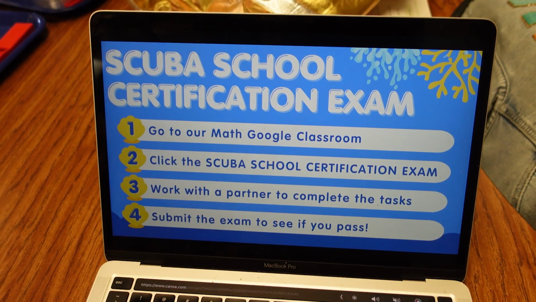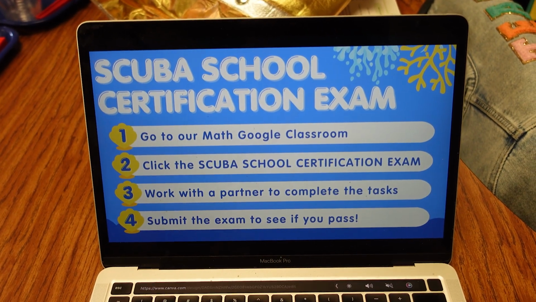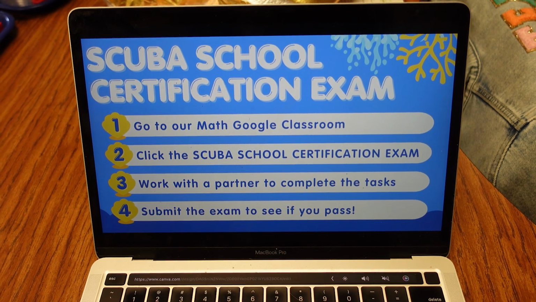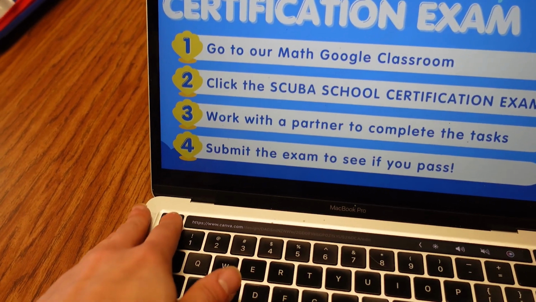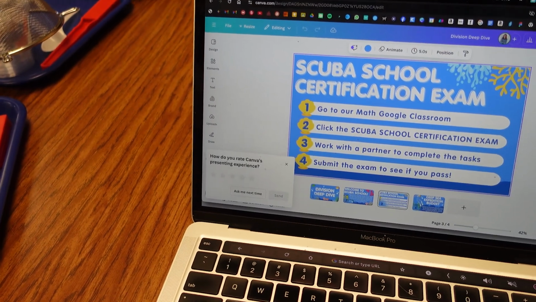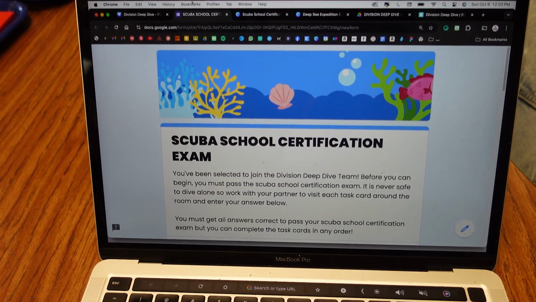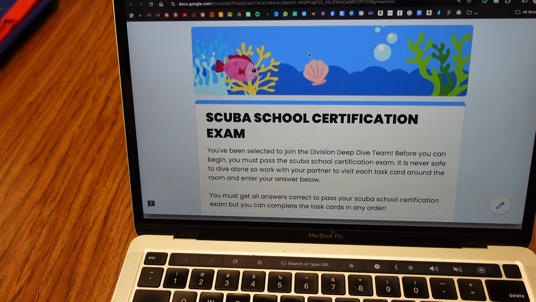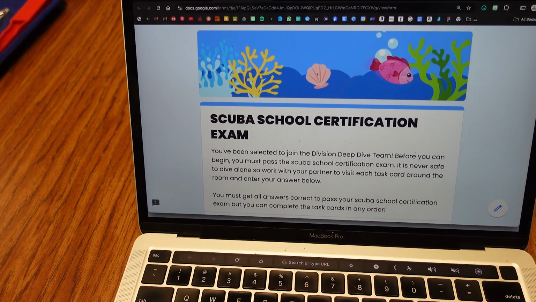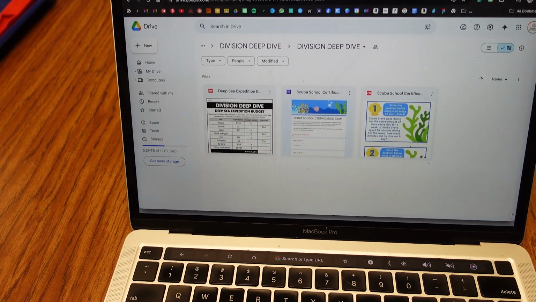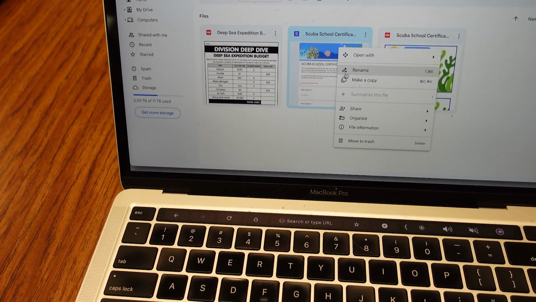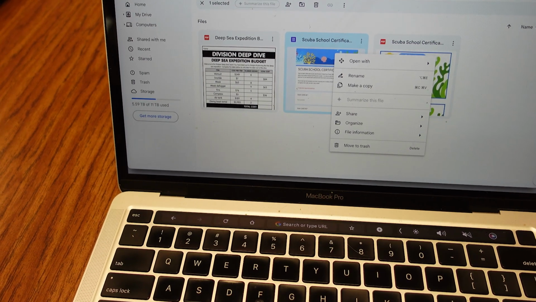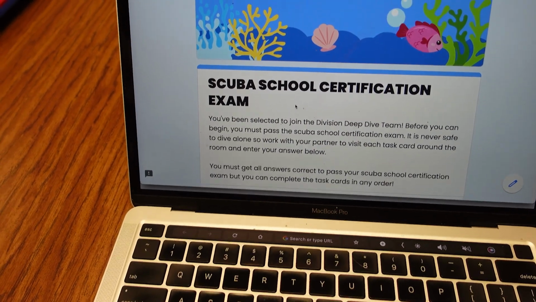So then I have just some basic directions. They're going to go to our Math Google Classroom where I will post the link to a Google form. They're going to click on that, work with a partner, and then submit it to see if they pass. So this is what the Google form looks like, and I made this animated header in Canva. This Google form I have in a Google Drive folder. So when you go to that folder, you can just right click, choose make a copy, and then you can go in and edit this however you want.